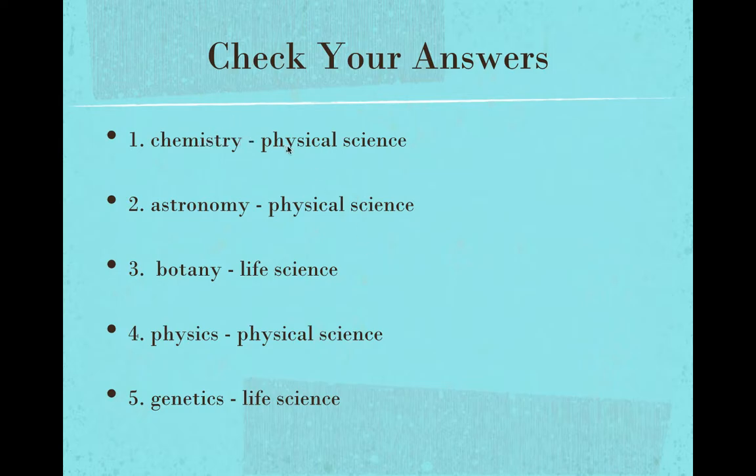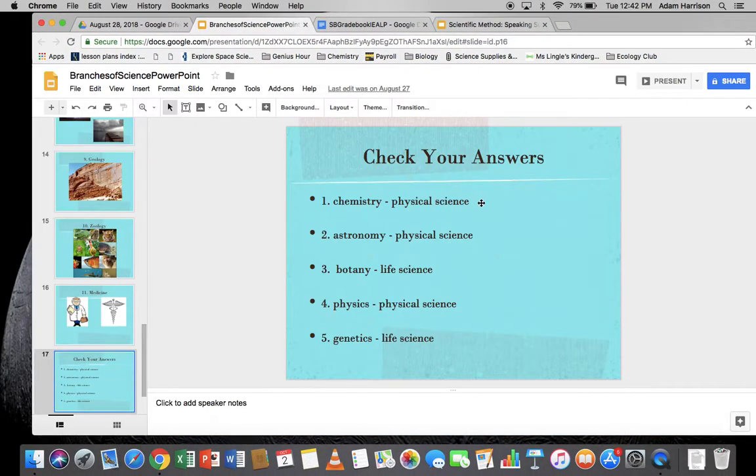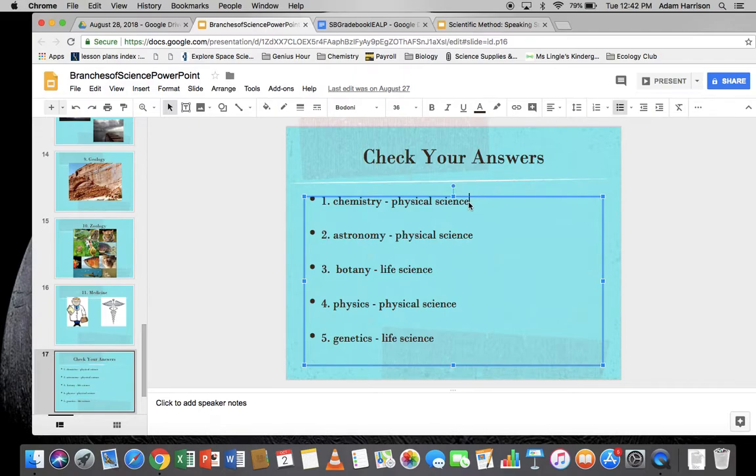Chemistry is a physical science that studies atoms. Actually, let's write that in there to help you out. Astronomy is a physical science that studies stars. Botany is a life science that studies plants. This is all in your notes, so you have the proper sentences in your notes. Physics is a physical science that studies motion.